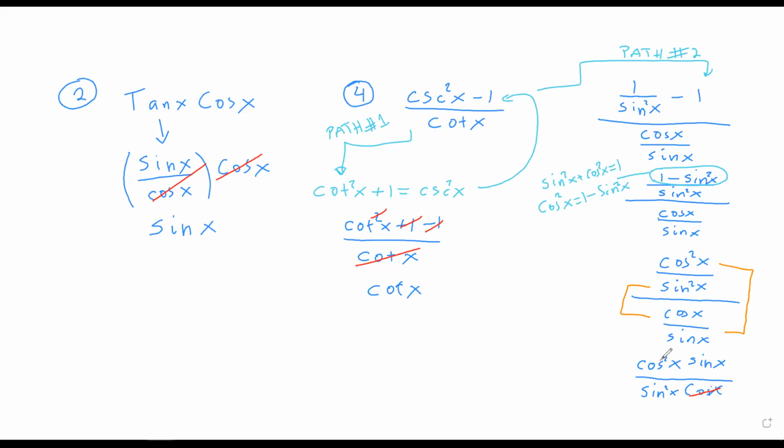This one is eliminated with this one, and this one is eliminated with this one. And in the end, we're going to have cosine divided by sine, and that's cotangent, which is the same thing we had over here. Both procedures are completely correct.